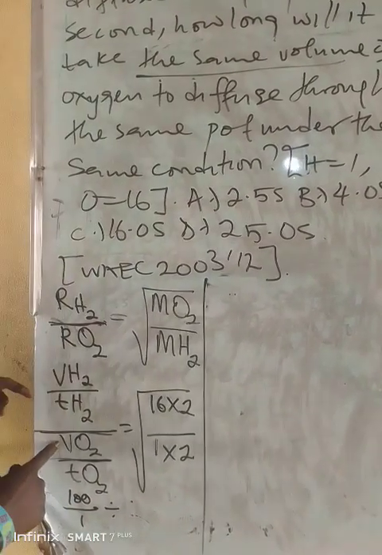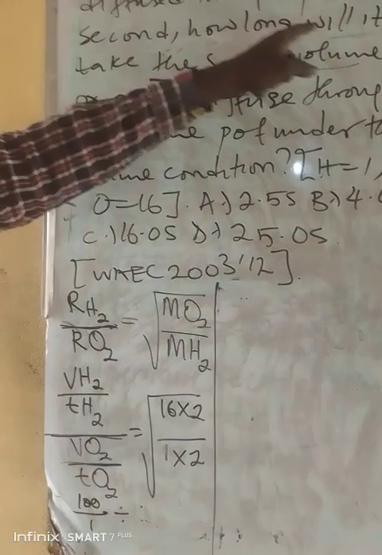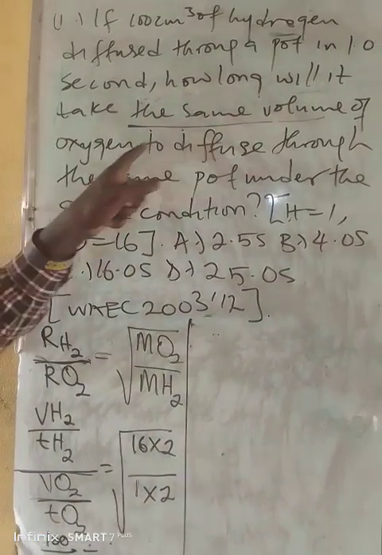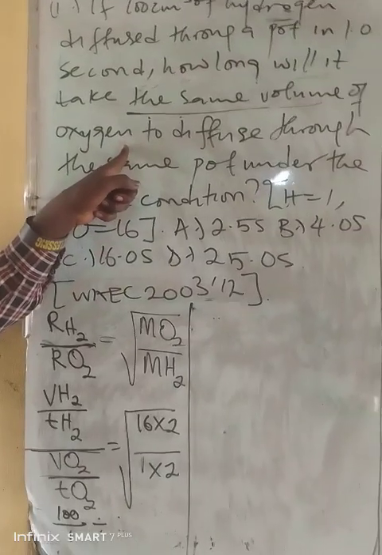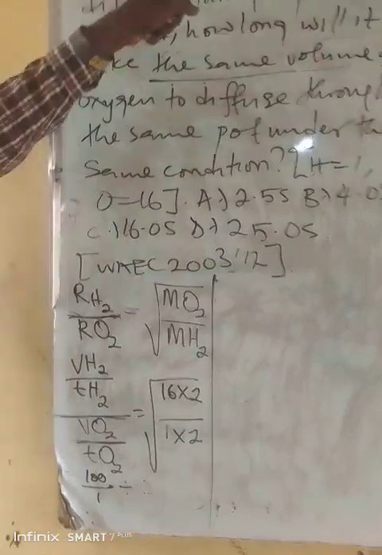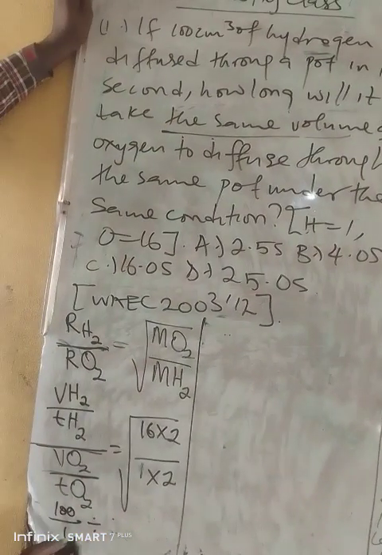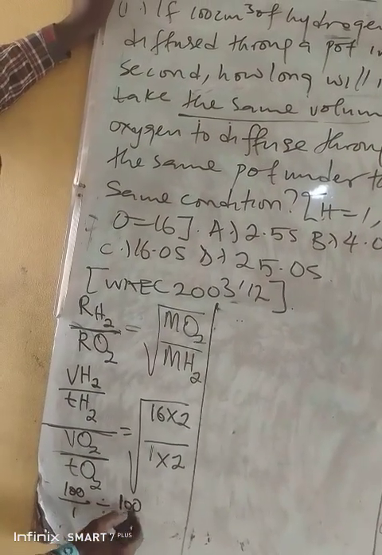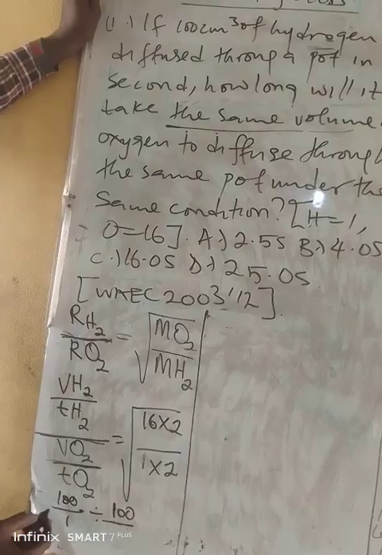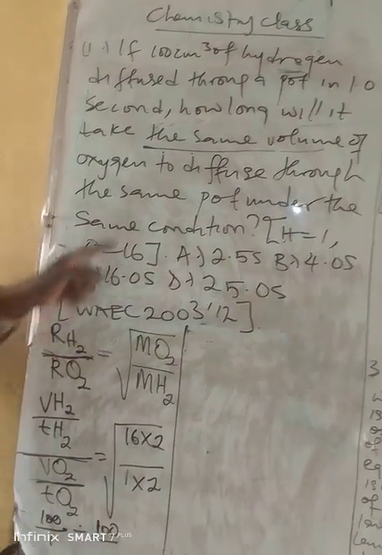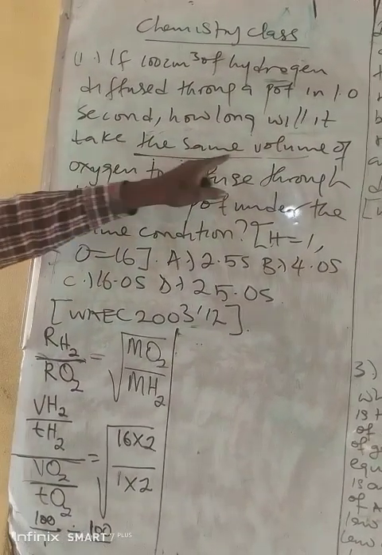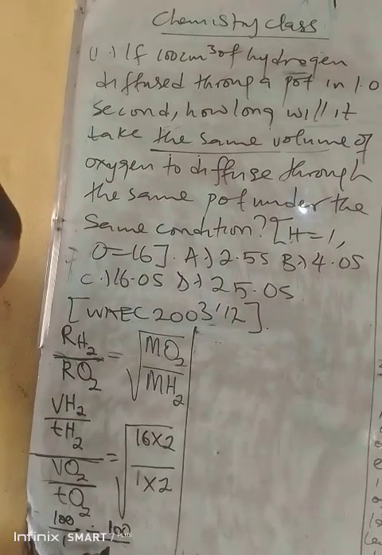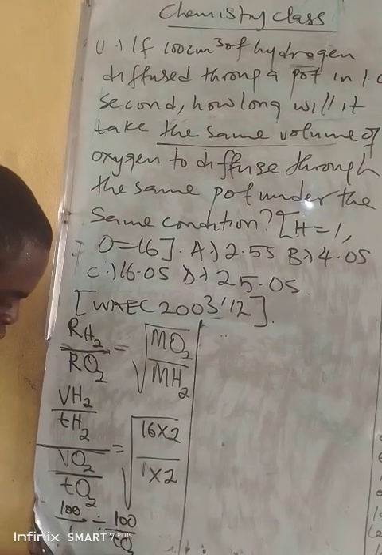What is the volume of oxygen? They say, how long will it take the same volume of oxygen? The same volume of oxygen means the volume of oxygen is also 100 cm³, same as hydrogen. So we have divided by 100 over what are we looking for? The time for oxygen, which is unknown.